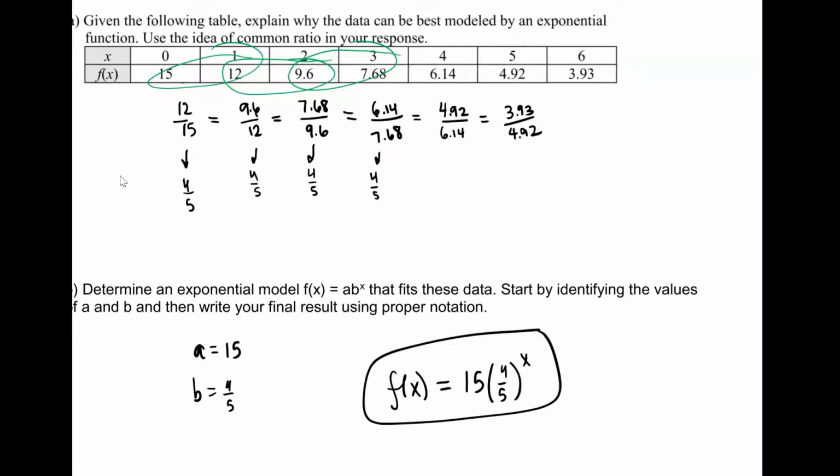Determine an exponential model. Okay, so we know how much we're multiplying by every single time, right? 4/5. We know our initial value, right? When x is 0, a is 15. So then you just write 15 times 4/5 to the x. Since this is between 0 and 1, you know it's going to be exponential decay. It's going to look like this, exponential decay.